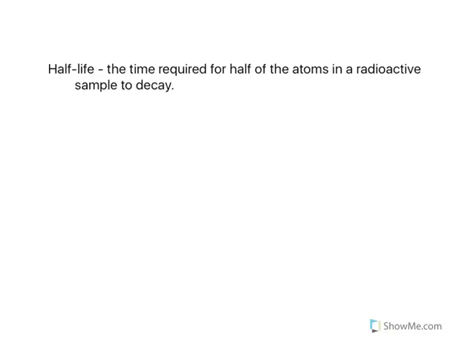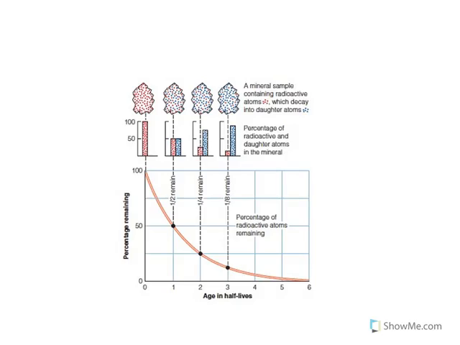Half-life is the time required for half of the atoms in a radioactive sample to decay. That is, the time it takes for half of the parent isotope to decay into the daughter isotope atoms. So over time, the abundance of the radioactive substance gradually decreases as it decays, and the abundance of the daughter substances gradually increases. For example, the half-life of potassium-40 is 1.3 billion years.